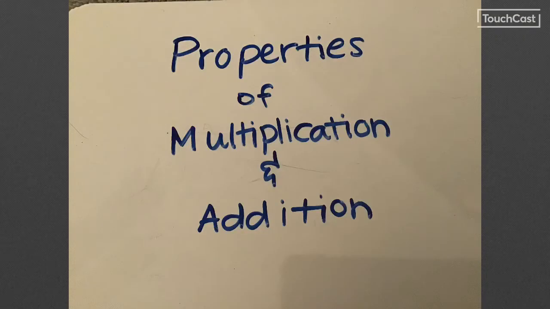Today we're going to briefly talk about the 6 different properties of multiplication and addition. Some of these properties only relate to multiplication, and we're going to look at the differences between the properties when it is a property of both multiplication and addition.